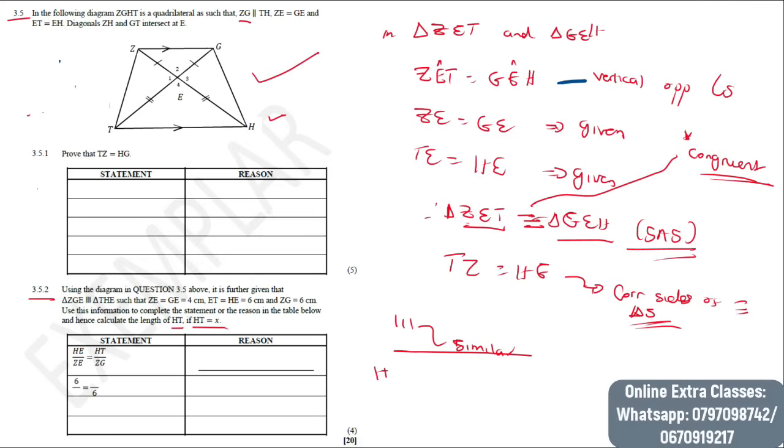So what we need to do here, we can just work it out here. So we can see that ET is equal to 6. And then ZE, we know that ZE is equal to GE, which is also equal to 4 centimeters. So we'll have 4 here. Okay.